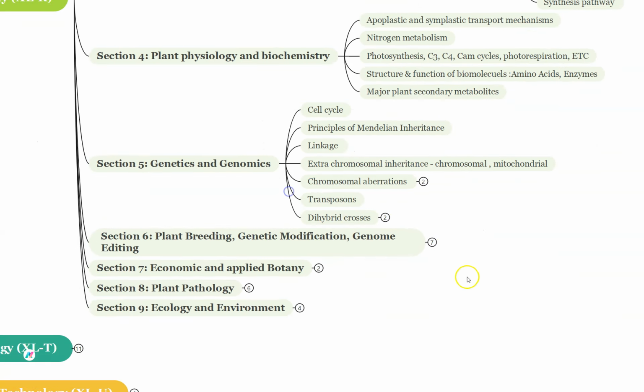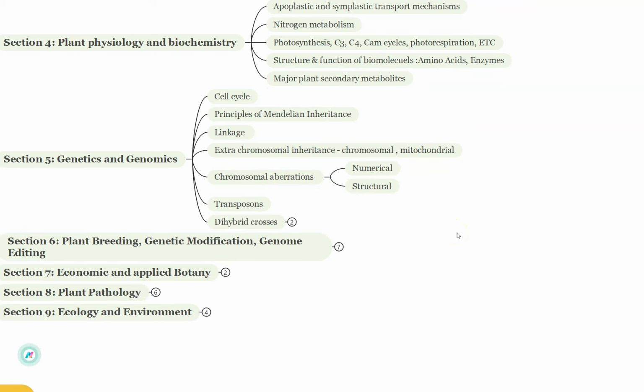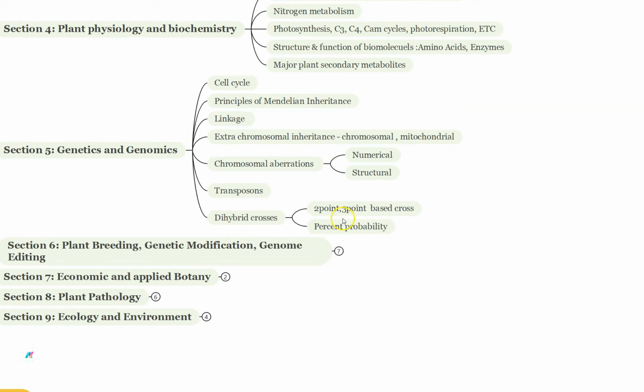From section 5, which is genetics and genomics, you can expect cell cycle, principles of Mendelian inheritance like linkage, then extrachromosomal inheritance from chloroplast and mitochondria, then chromosomal aberrations, numerical like euploidy, aneuploidy, and even structural like deletion, duplication, inversion, translocation, and transposons. Then we have dihybrid cross. From here 2-point, 3-point based cross is a must. Definitely a question will be there. And percent probability numerical type questions can be expected.